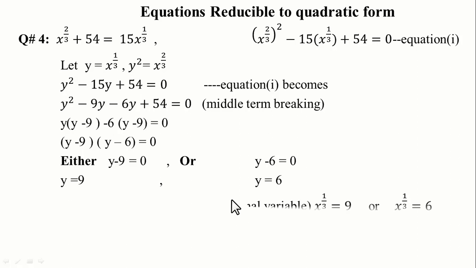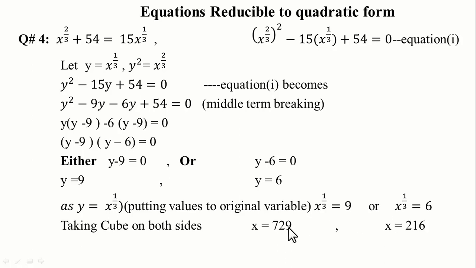Now we return to the original variable, putting y is equal to x to the power 1 upon 3. Then the equation becomes x to the power 1 upon 3 is equal to 9 and x to the power 1 upon 3 is equal to 6. So the given equation in original variable is x to the power 1 upon 3 is equal to 9 or x to the power 1 upon 3 is equal to 6.